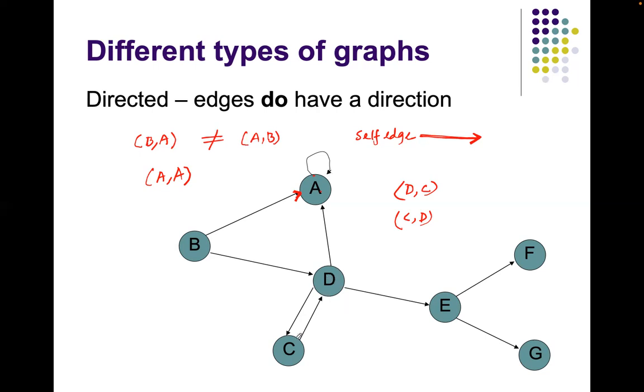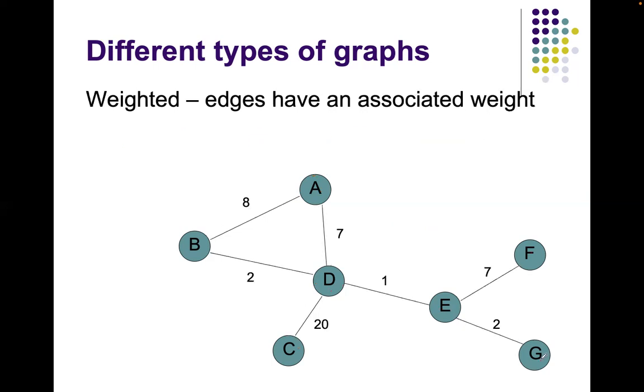And here you can see that C and D are connected, and D is also connected with C, and C is also connected with D. All right, so D is connected with E, E is connected with F, E is connected with G.